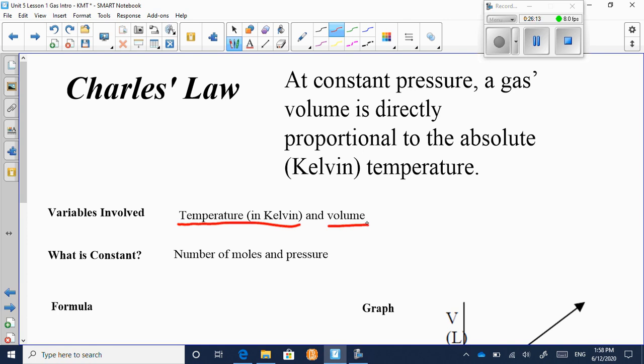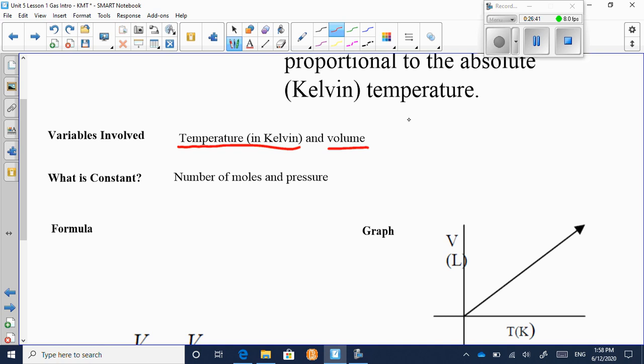So Boyle's law was comparing pressure and volume. Charles's law is going to compare temperature and volume. And what Charles found was that at a constant pressure, a gas's volume is directly proportional to the absolute temperature. They're directly proportional, so it's a little bit different than Boyle's law. In fact, it's a lot different. Boyle's law, they were inversely proportional. With temperature, they're directly proportional.